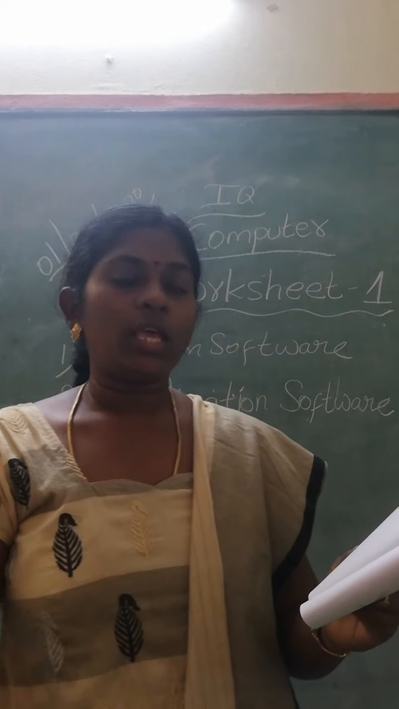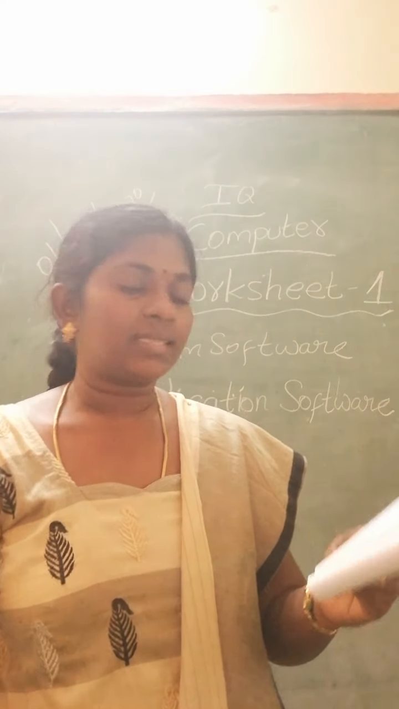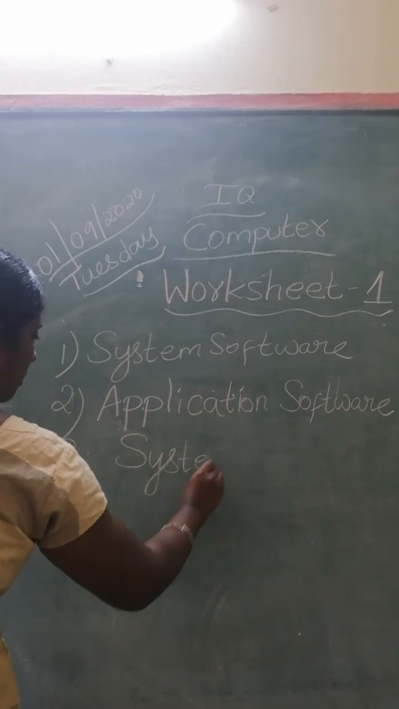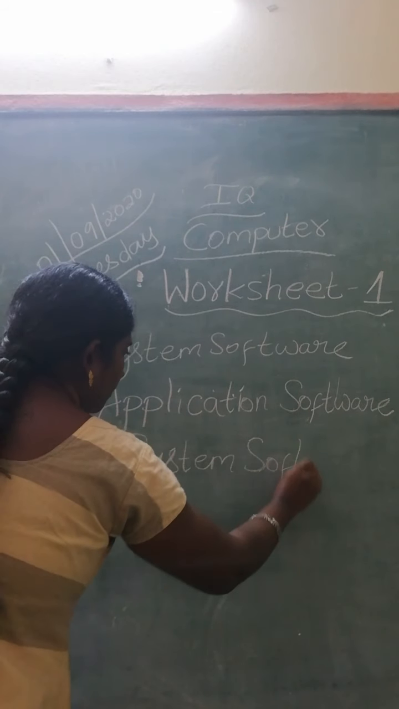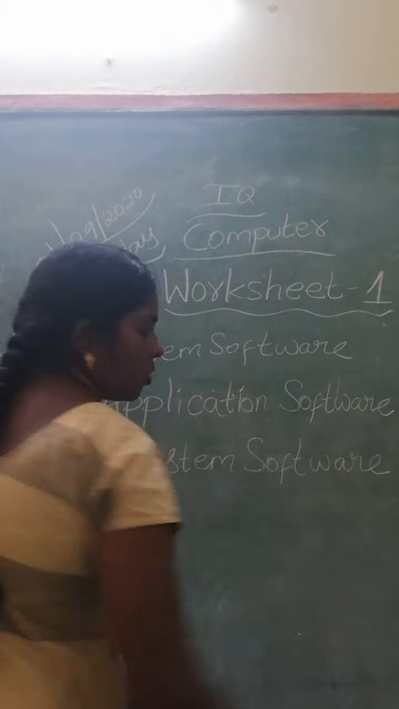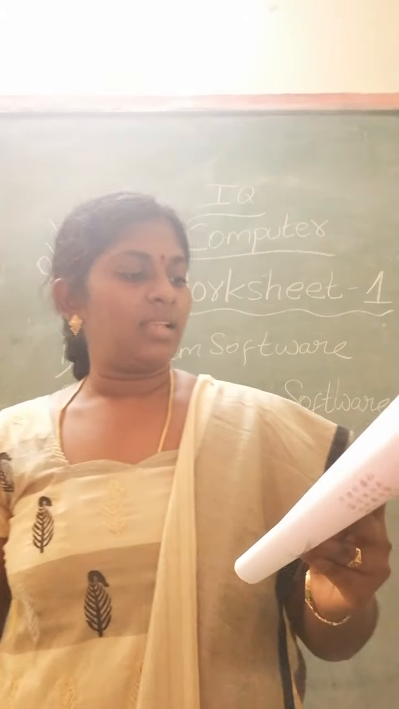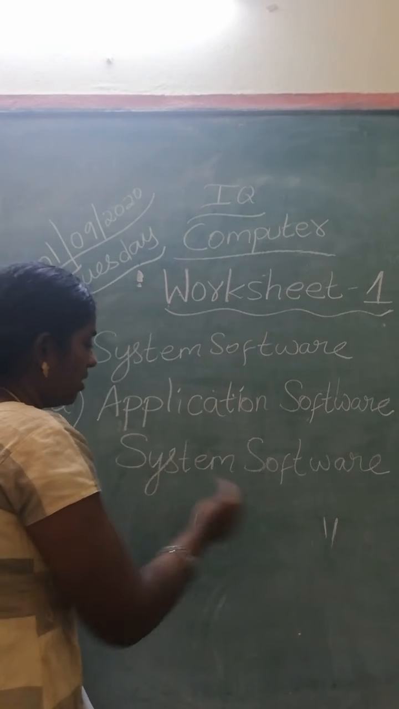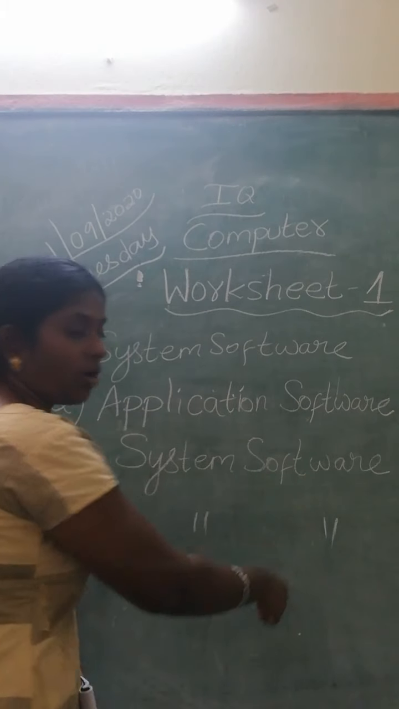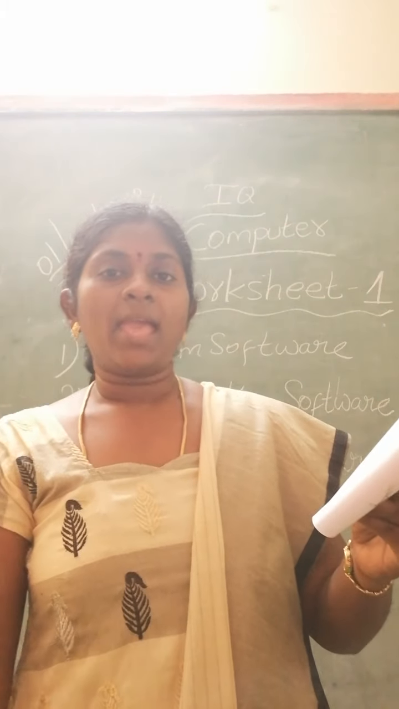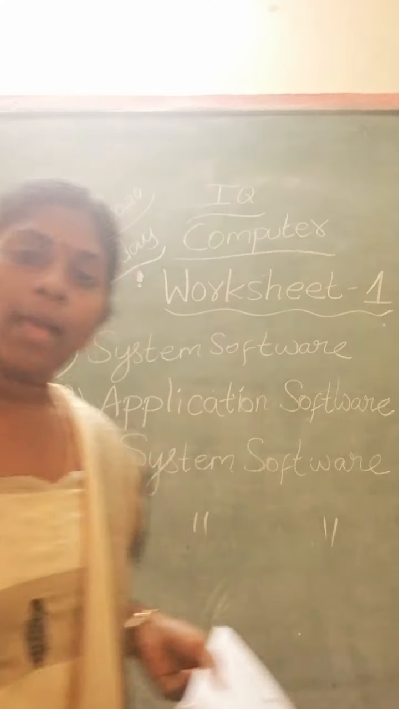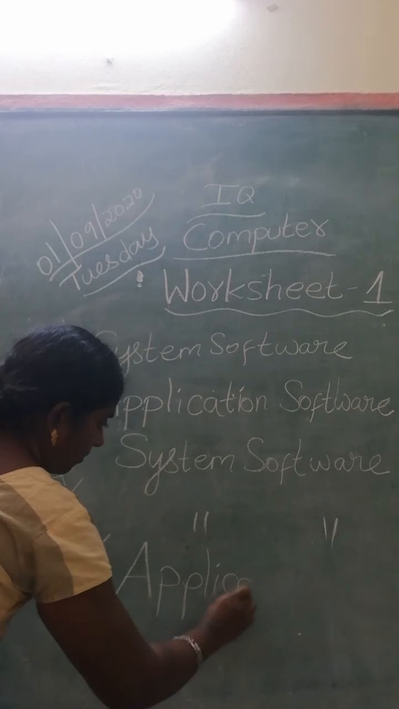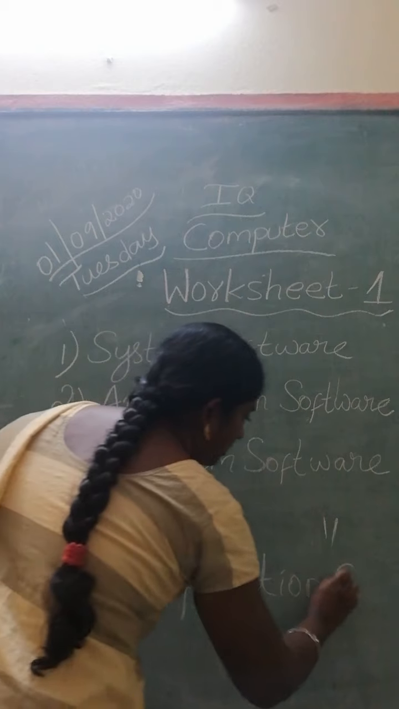Next, third one, Unix. Unix is a system software. And then the fourth one, Linux. Linux is also a system software. Don't put ditto marks like this; you have to write system software with the spelling. Fifth one is MS Paint. MS Paint is an application software.